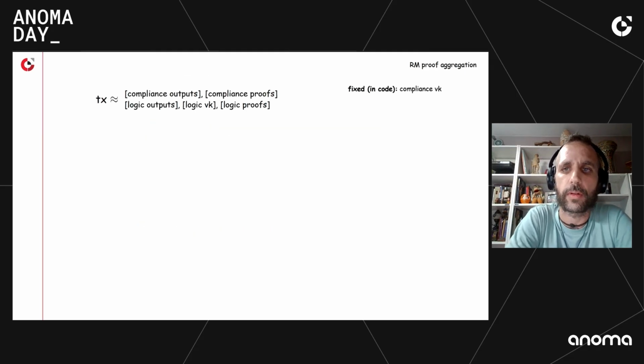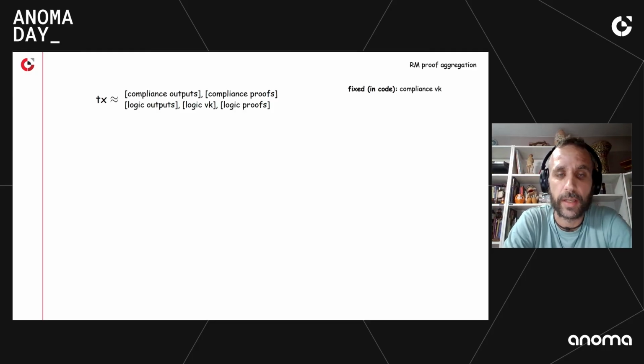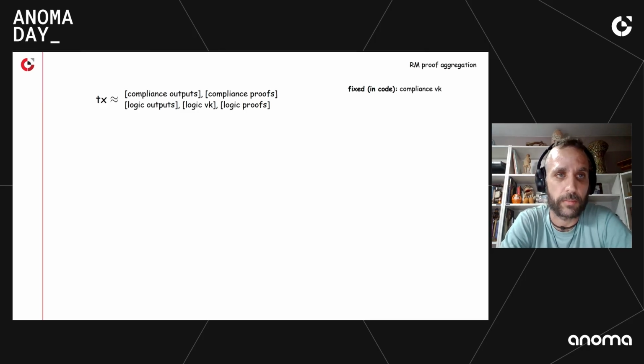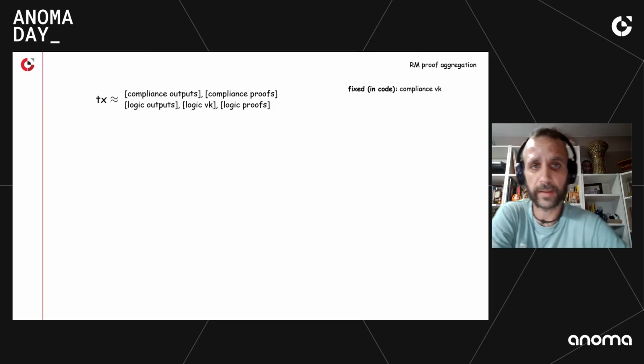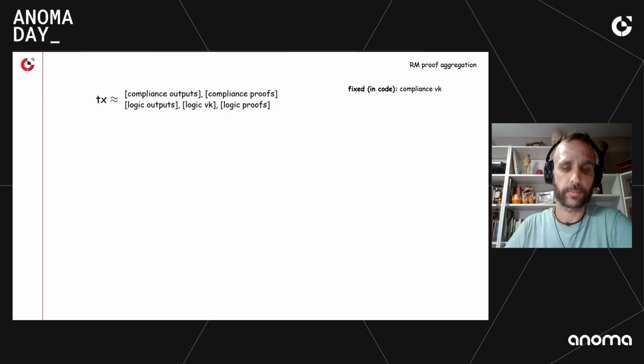Okay, so for our goal, transactions are just a bunch of compliance outputs and logic outputs, as well as the description of their program. So in this case, the compliance verification key and the logic verification key, and of course the proofs. The compliance verifying key is not part of the transaction because these constraints are fixed and common for all the transactions. In particular, the compliance verification key as of now is hard coded in the source code, but the logic verifying keys are part of the transaction.